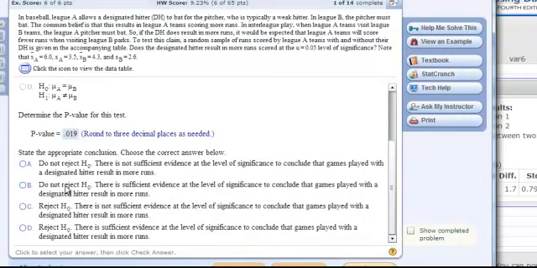So let's go ahead and see. Reject the null, there is not sufficient evidence, no. Reject the null, there is sufficient evidence at the level of significance to conclude that games played with a designated hitter will result in more runs. Perfect.